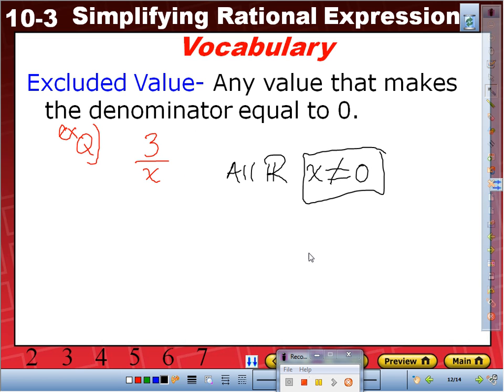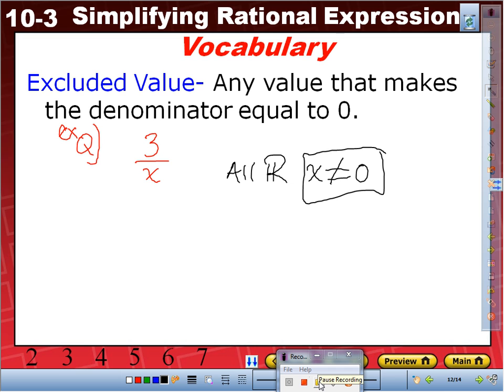It is a real number, but according to the definition for excluded values, it says any value that makes the denominator equal to 0, except 0. Okay. Everybody got it? Okay. Let's do some practice problems so we can understand.